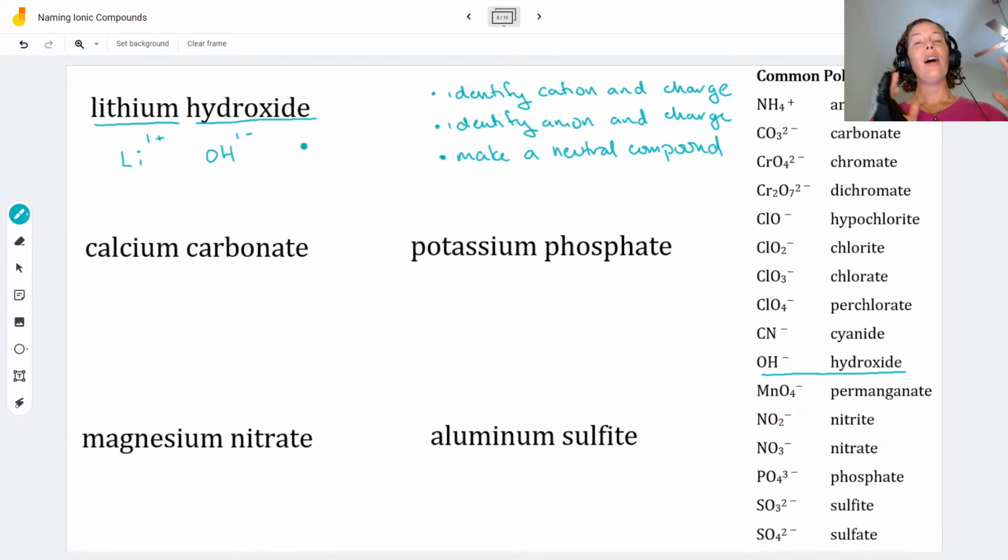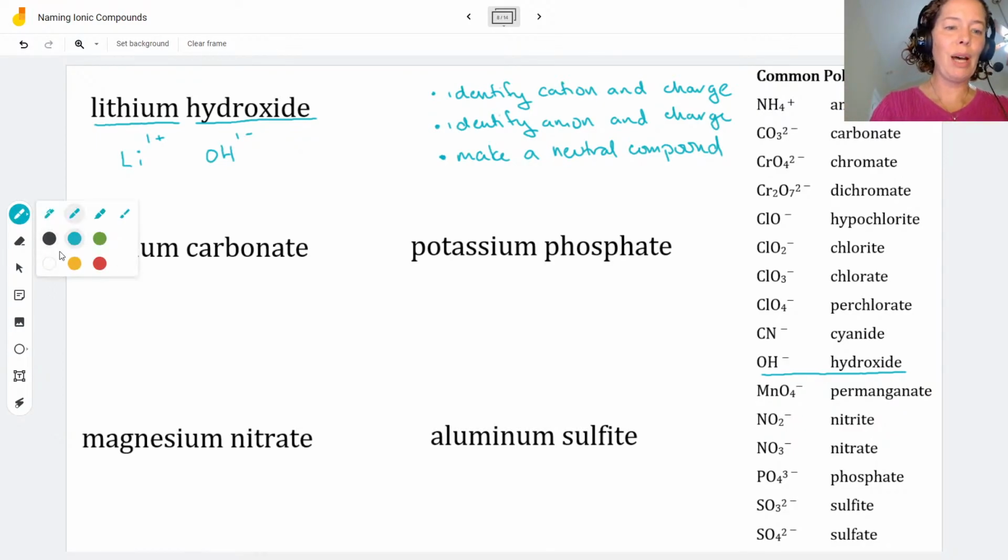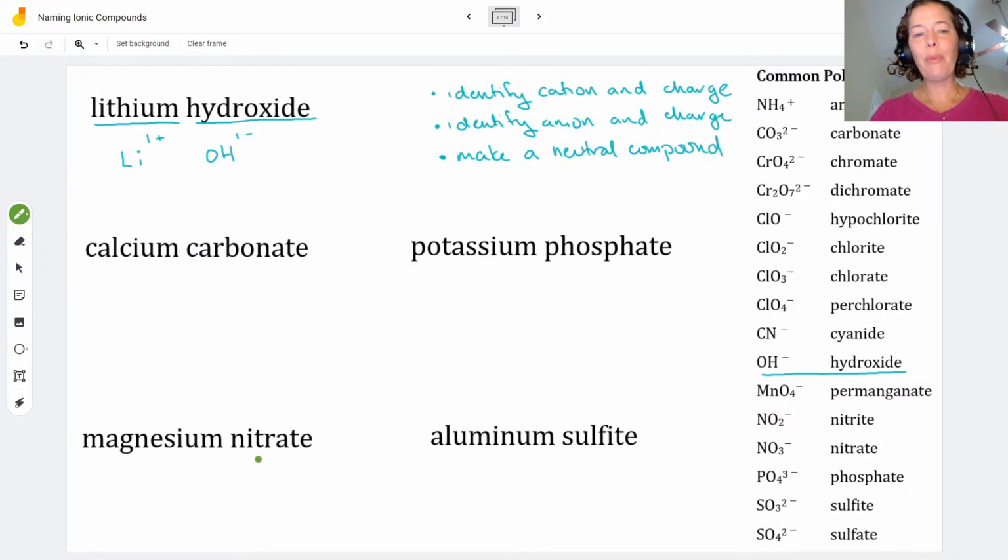Okay, so we've got our cation, we've got our anion, we've got our charges on both, so we need to make a neutral compound, just like we did with the monoatomics. So we need to do a little math. So our lithium has a charge of +1, plus our hydroxide, which has a charge of -1. And you can see that already gives us an overall charge of 0. This is a neutral compound just as it is.